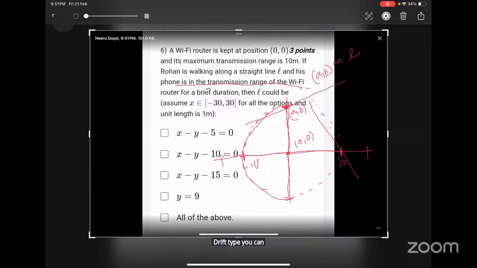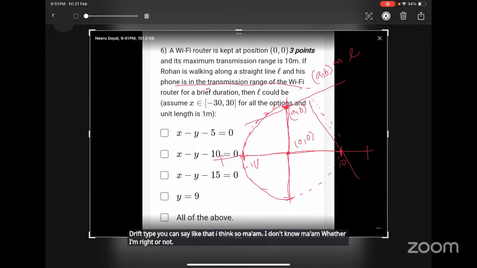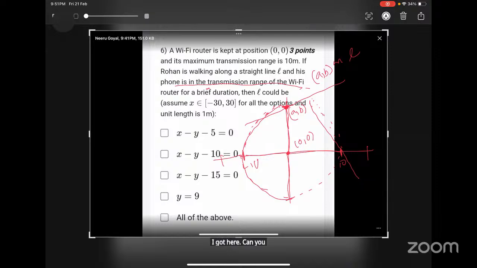I think so, ma'am. I don't know whether I'm right or not. Can you repeat? What did you say? Just x minus y minus 5 equal to 0, yes or no? Yeah. The other equation is x square plus y square is equal to 10. Yeah, the R square that means 10. So you can put the value of y here in the circle equation, and you will get the values of x.